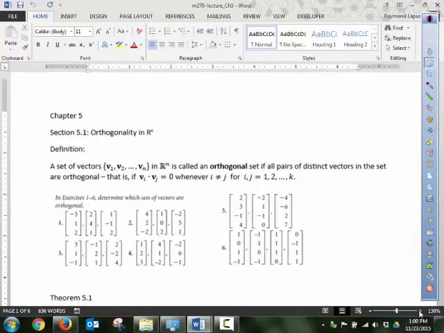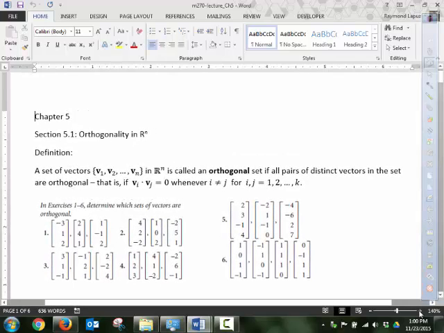Chapter 5 talks about orthogonality or the orthogonalization process and stuff like that. I'll try to bring in some pictures when we can in 2 dimensions, maybe even in 3 dimensions. But the idea is to set up a basis. Now, why would you set up a basis? What does that mean?